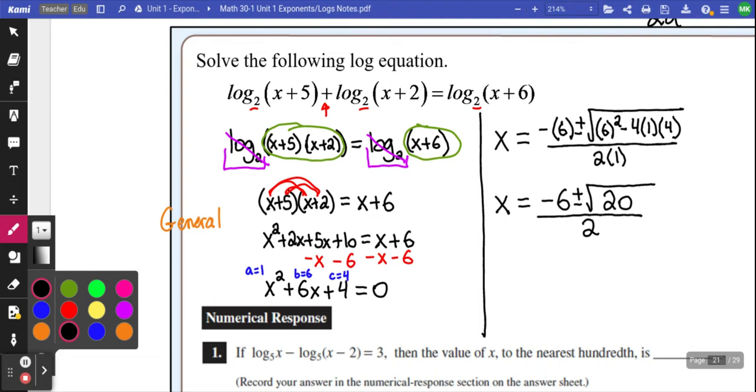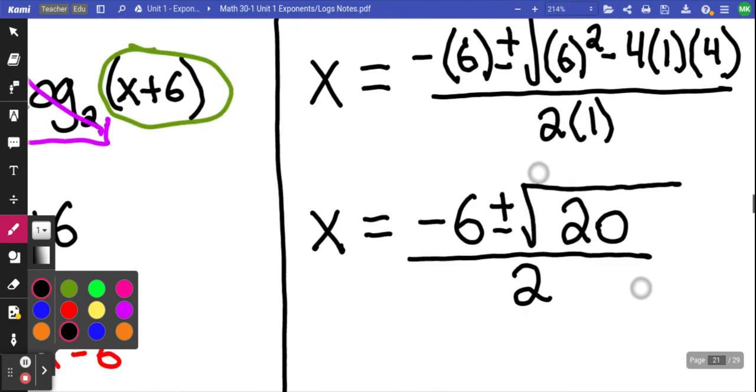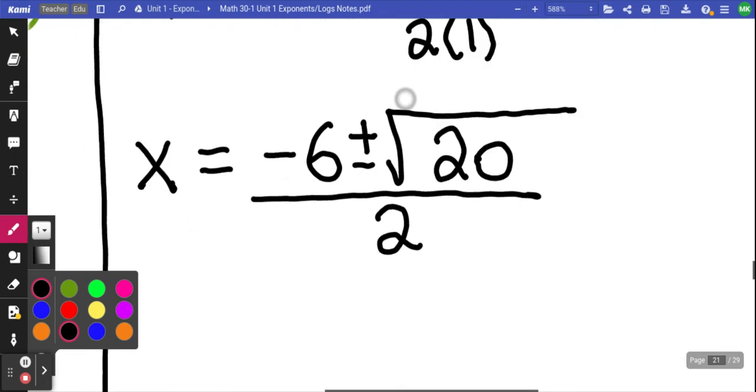Most of the time, it will not want a decimal. It will want exact value. That's exact value. You're close. You can, but not yet. There's a problem with this answer as exact value. It's the radical that's a problem. Root 20 can be simplified.